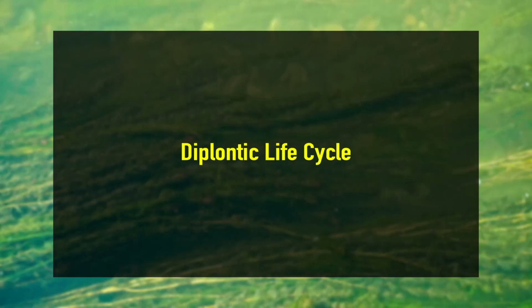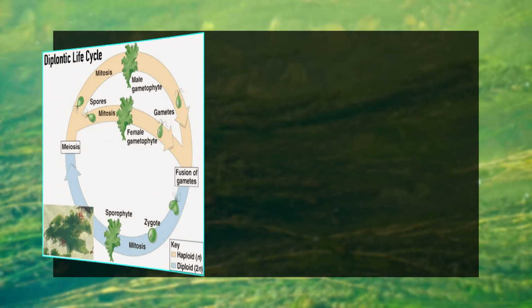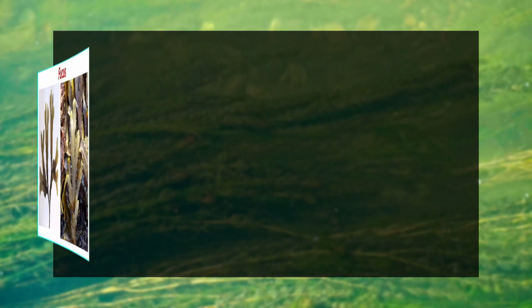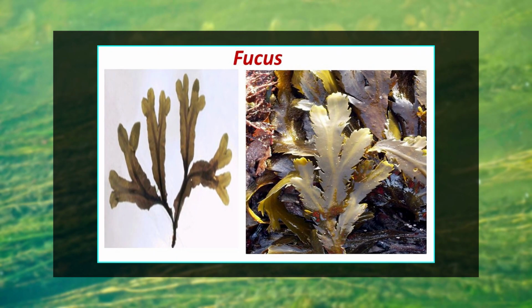In diplontic life cycle, we say it is a life cycle in which all phases except gametes are diploid. In other words, gametes are the only representatives with haploid nature. All other stages are diploid. This is true of brown algae. If you see Fucus, you will find all stages diploid except gametes. And here, meiosis is gametogenic.